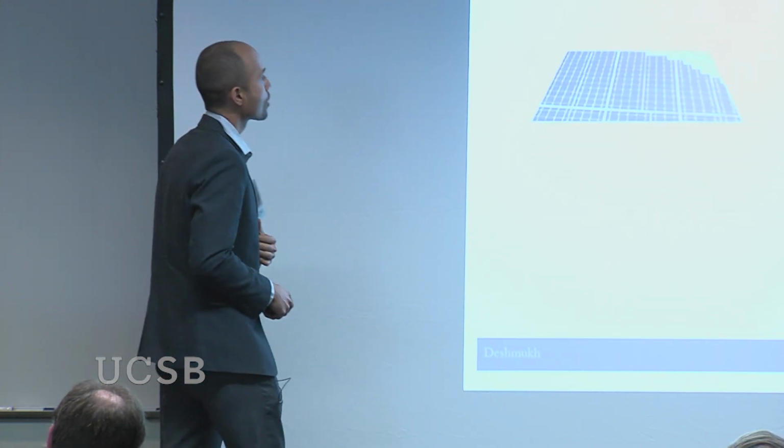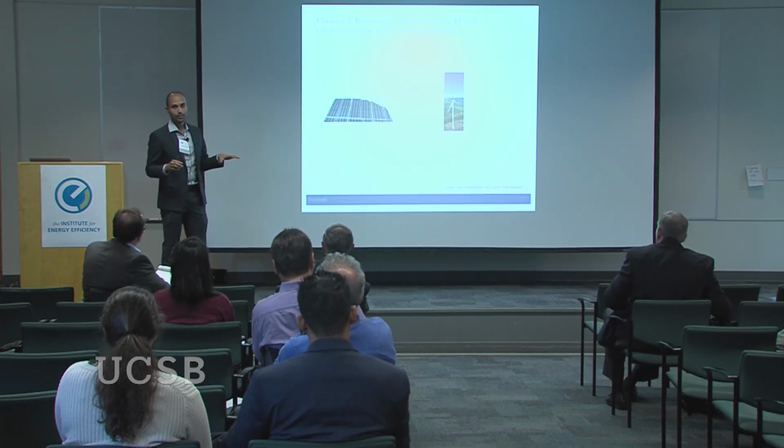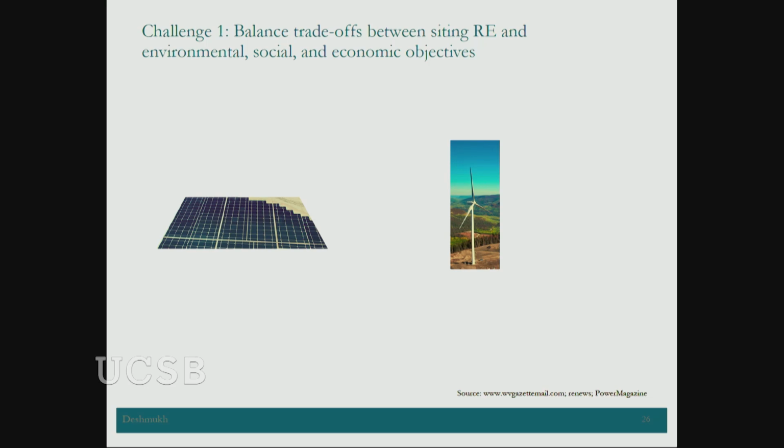All right, so with that, I'll give you two examples of these two different tools. The first one is about spatial planning of renewable energy. The challenge that we see is that we need to balance these trade-offs between siting renewable energy, and there are all these environmental, social, and economic objectives.